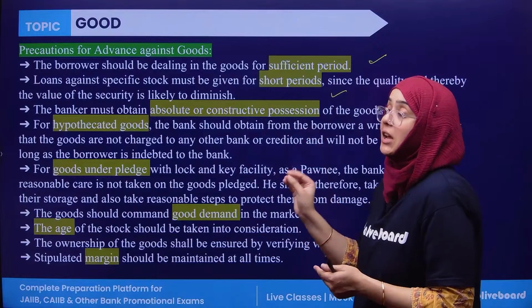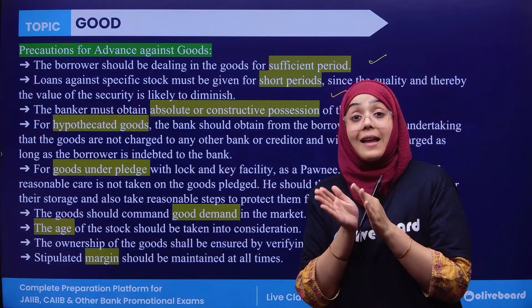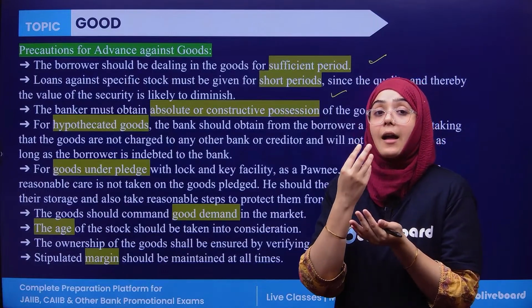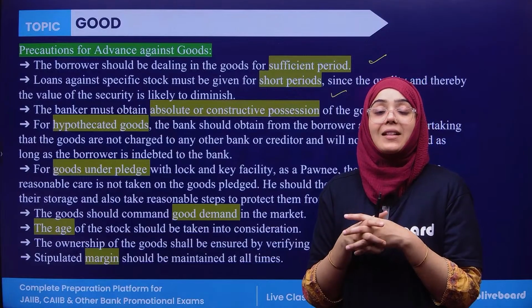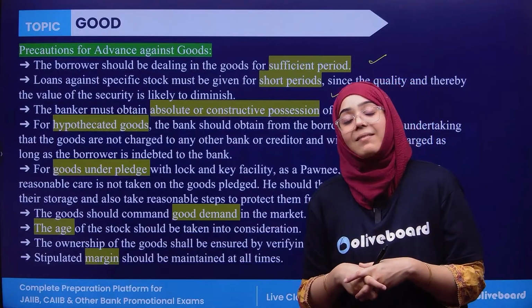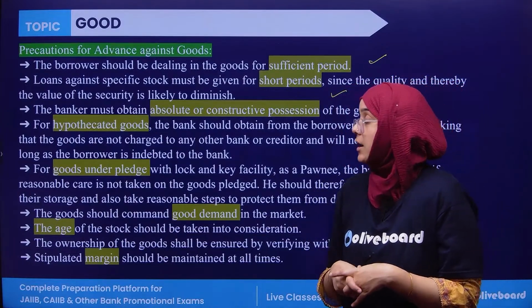So in case of hypothecation, say if you have given any loan against the hypothecation, and the borrower defaults, first you have to gain possession, and you can do it in such a way that earlier you have a constructive possession, then you take absolute possession of that good if the borrower defaults.